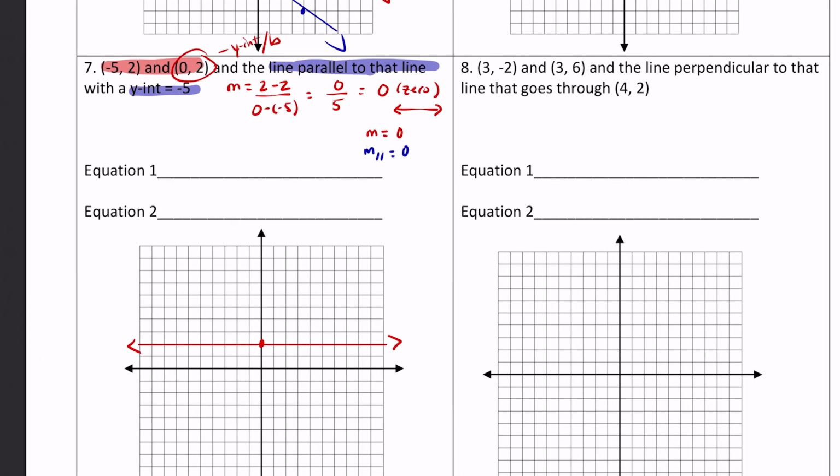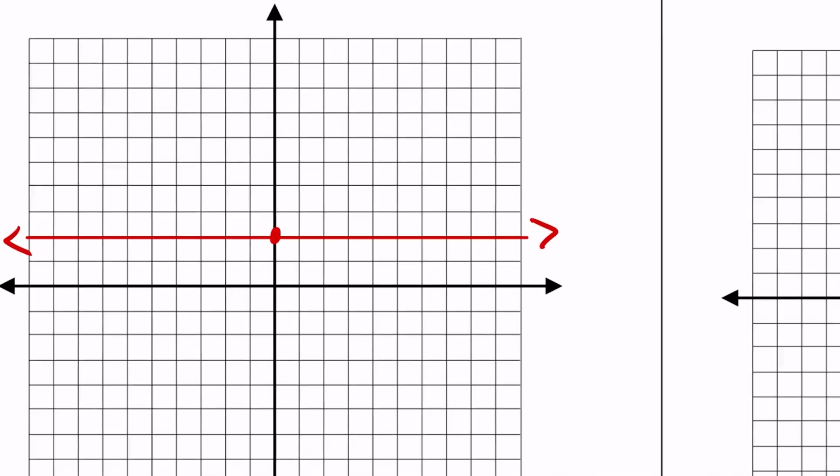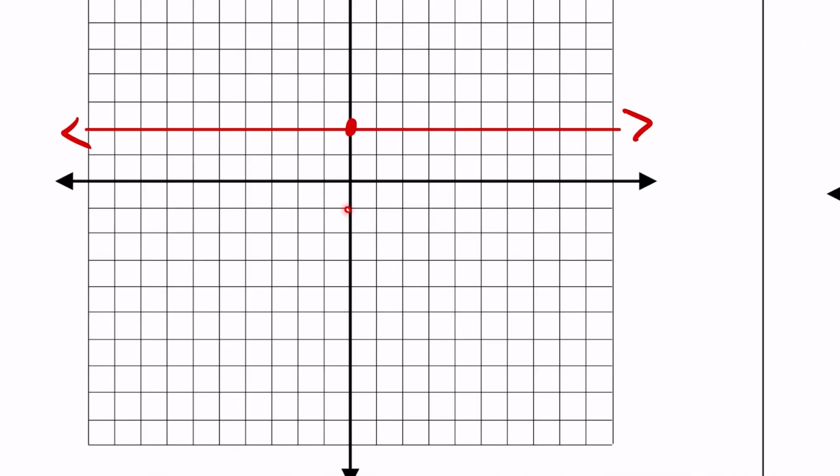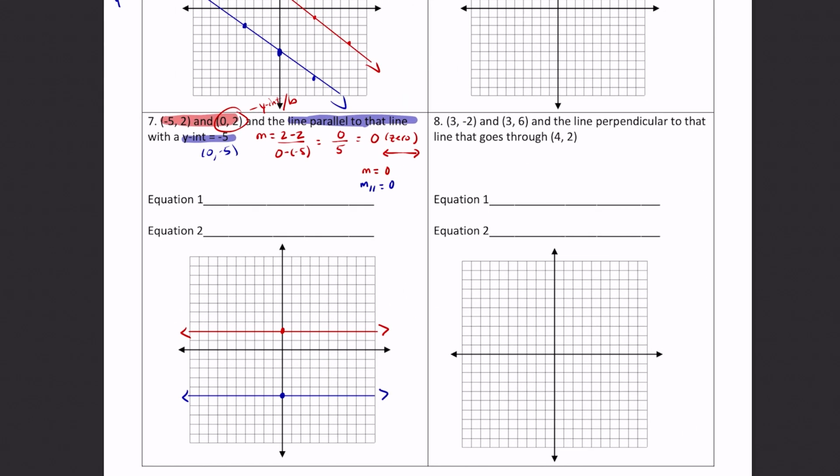And now if I take a look at that blue line, which is parallel to this red line over here, I'm going to go ahead and graph this, which is what? 0, -5. So I'm just going to look at my graph. It's 1, 2, 3, 4, 5. Plot that, and since it's parallel, they should have the same slope, 0 slope.